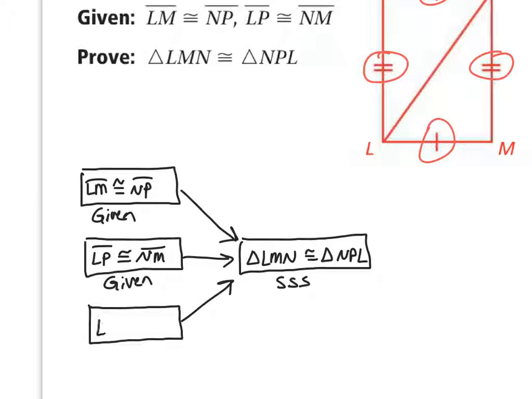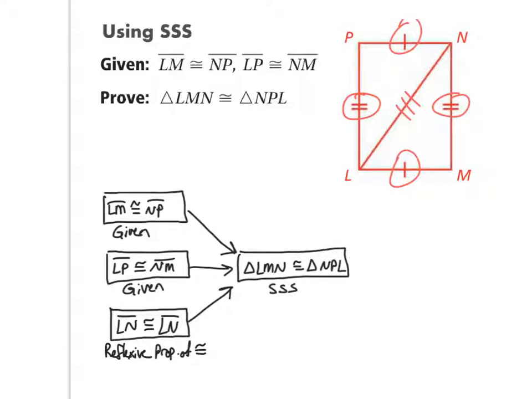And why? What's my statement? It's just LN? I can't just say LN. LN what? LN congruent to LN. Line segment LN is congruent to line segment LN. And why is that? How do I know that's true? It's reflective. Careful, it's not reflective. Sounds like that though. Reflexive. The reflexive property of congruence. There we go. That is our proof that we have congruent triangles.